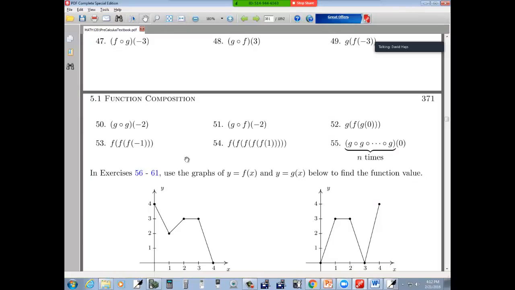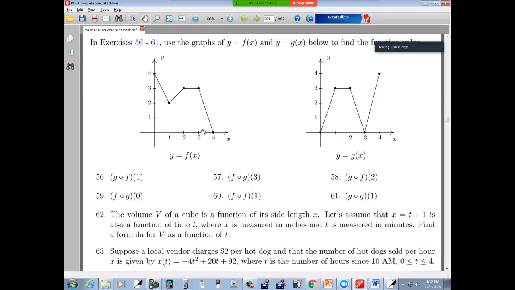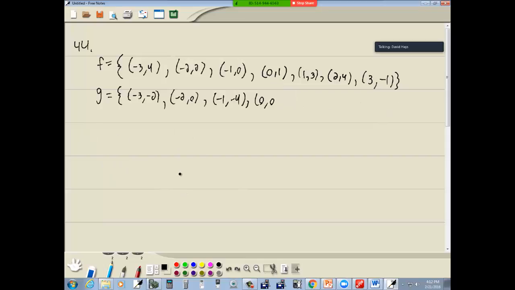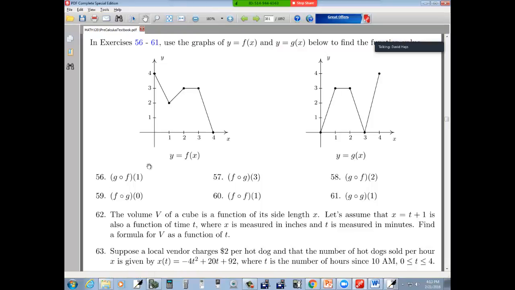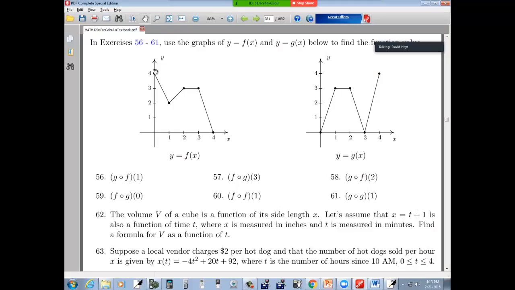Okay, let's see. And then you were asking about 56. Now, I'm not going to be able to draw that very well, so I'll flip over and refer to the picture. So 56 is g of f of 1.